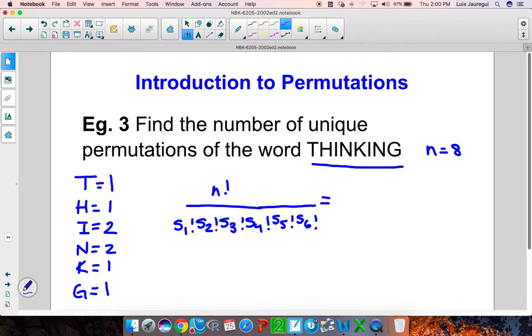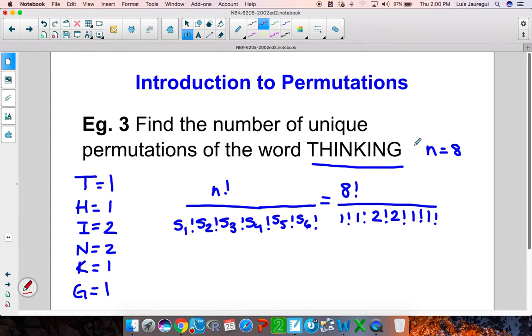So notice, I know my n is 8, so I have 8 factorial over the frequency of T is 1, so I have 1 factorial. The frequency of H is also 1, I have 1 factorial. The frequency of I is 2, so that's 2 factorial. The frequency of N is 2, so that's 2 factorial. The frequency of K is 1, so that's 1 factorial. The frequency of G is 1, that's 1 factorial.